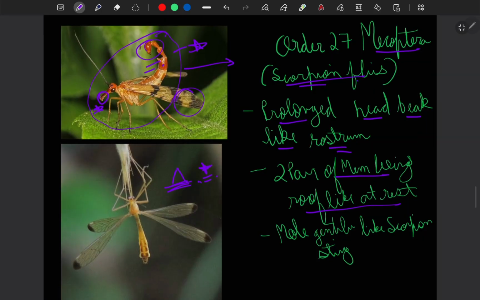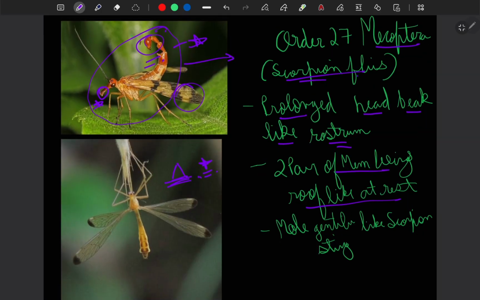Now further understanding that scorpion-like structure is male genitalia. Here that we understood, it is not a sting but male genitalia, but presents a scorpion-like structure.